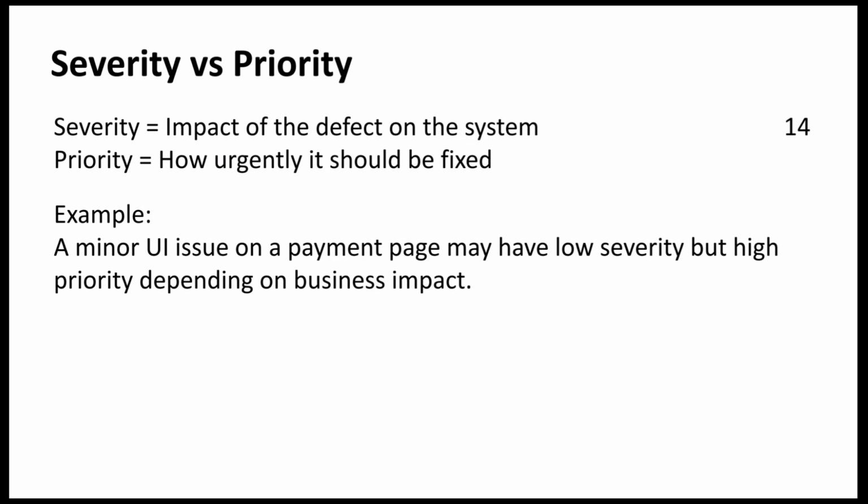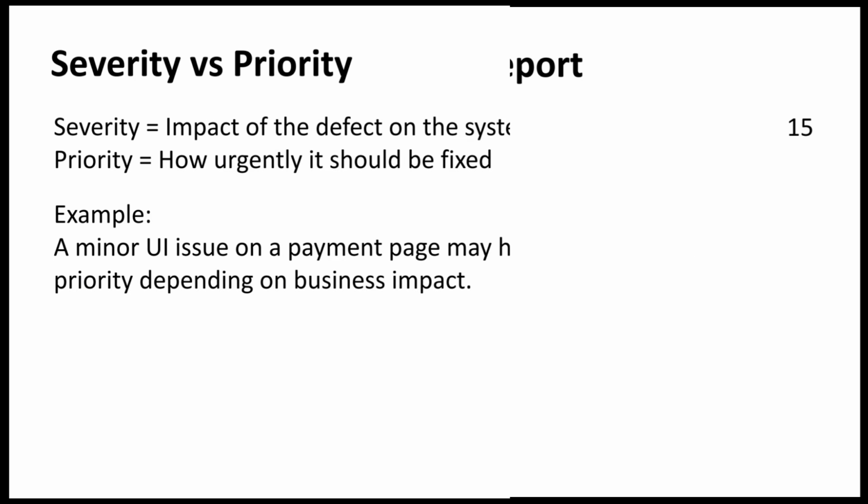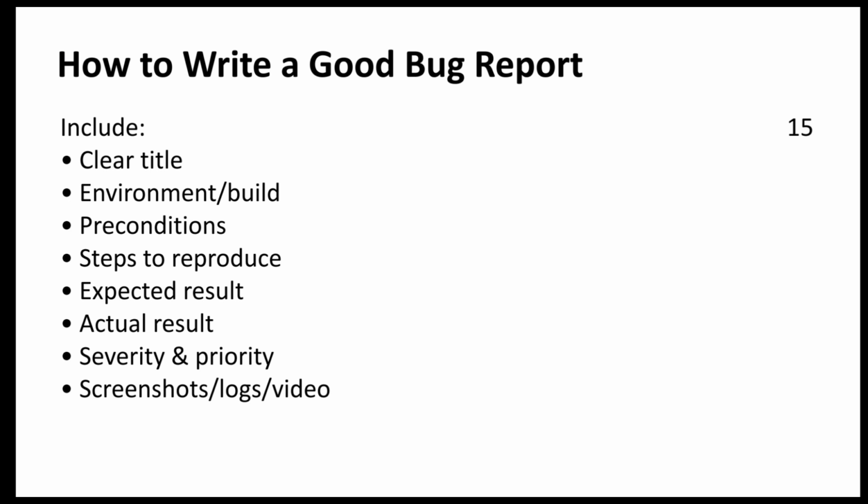Now, let's see how we should report such a defect properly. A good bug report should be clear enough for the developer to understand and reproduce the issue. It should include a meaningful title, environment, preconditions, steps to reproduce, expected result, actual result, and severity or priority when required. We can also attach screenshots, videos, logs, or error messages. A clear bug report saves time for both QA and development.